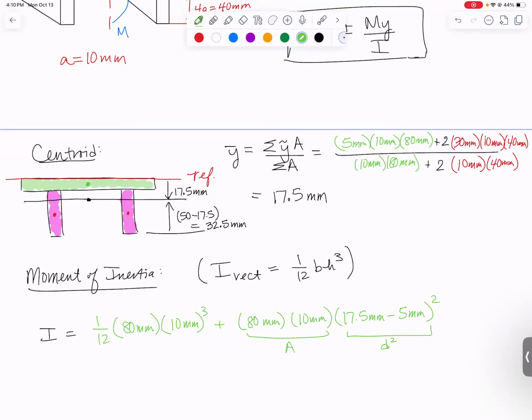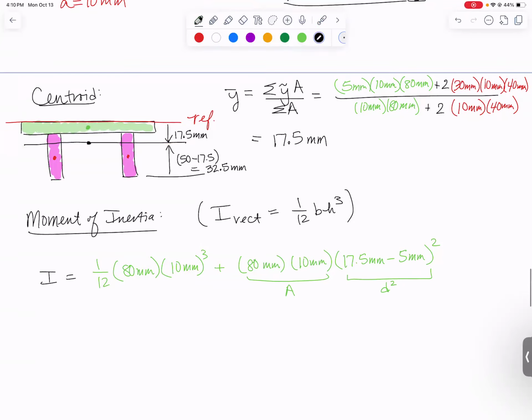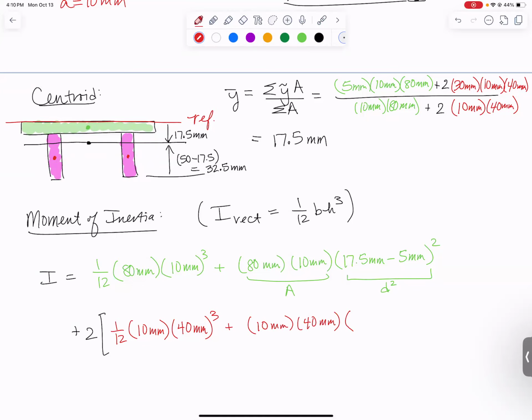Then we need to add to this our two pink rectangles. There are two of them, they're exactly the same, so we may as well save some time with the math. And I need to do 1/12. The base is 10 millimeters, and the height is 40 millimeters, which gets cubed. That'll give me their moments of inertia about their own centroidal axes. So I now need to add to them area, which is 10 times 40, and the distance squared. Again, I need the distance between the centroid of the pink rectangle and the centroid of the whole thing.